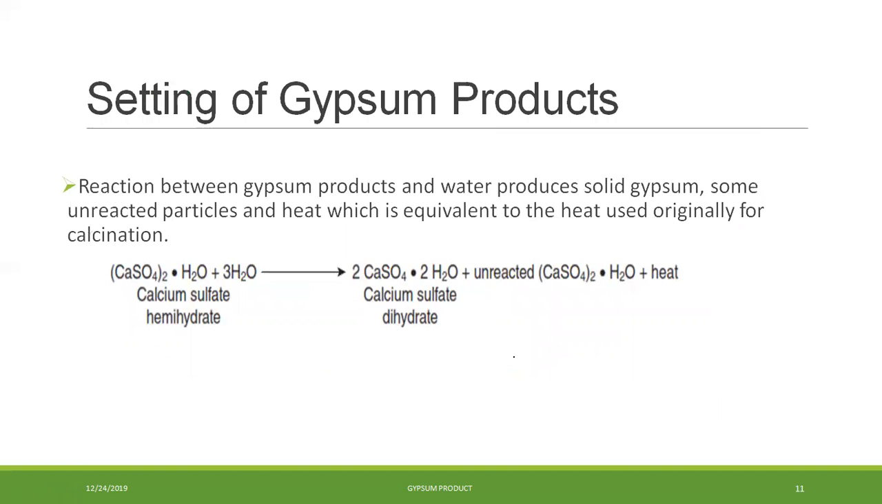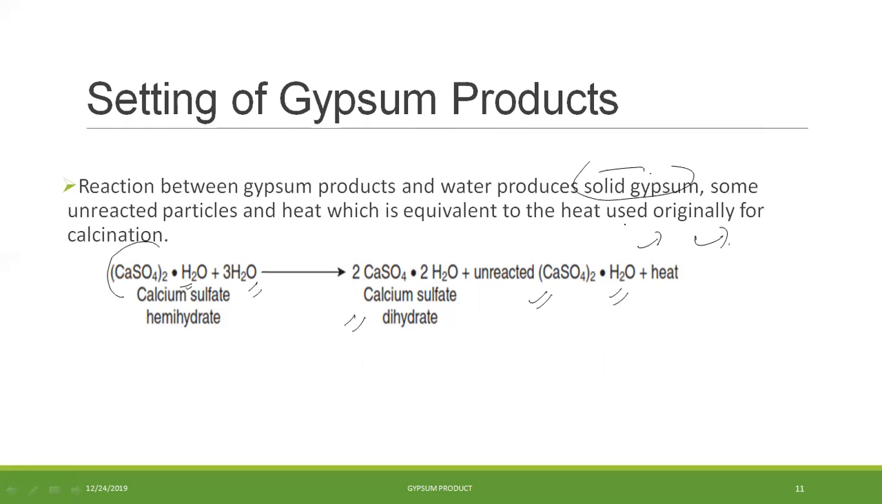Now, setting of gypsum product. As we can see, the reaction between the gypsum product and water produces solid gypsum, along with some unreacted particles and heat, which is equivalent to the heat used originally for calcination, right? Here is calcium sulfate hemihydrate. It mixes with water, then it produces calcium sulfate dihydrate and some unreacted calcium sulfate and water particles with heat, right? Now the reaction is exothermic and it is the same for all gypsum products, because it is releasing heat.